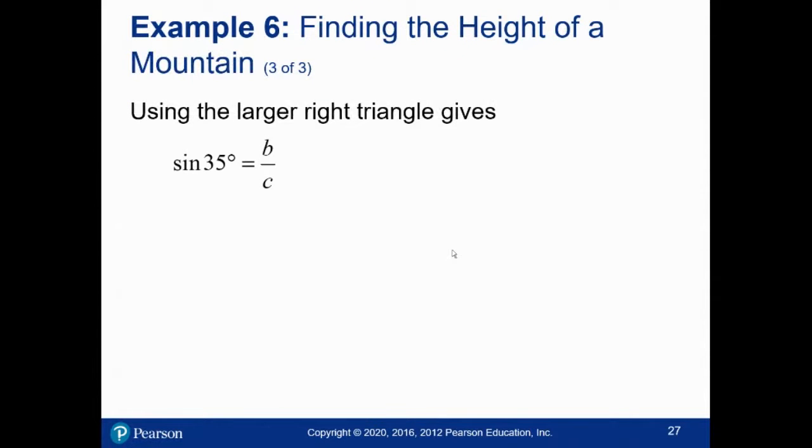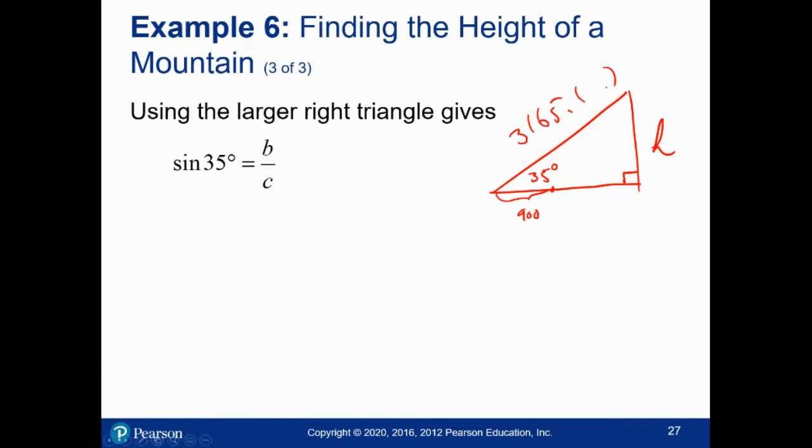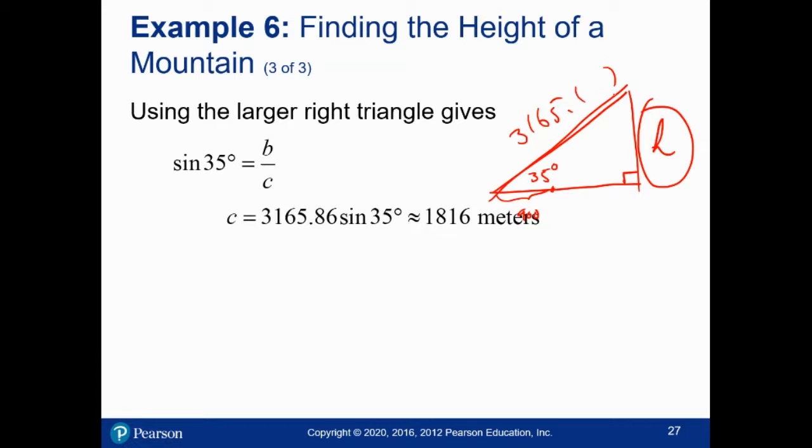Now we can skip right to the larger right triangle. Ignore the skinny triangle, we're done with it. We had an angle of 35 degrees here. We had 900 meters here, but that information is now kind of useless to us. We're trying to find the unknown height, but we just determined that this length was 3,165 point something. Now we have a right triangle. So the sine of 35 degrees will be opposite over hypotenuse, 3,165.86. Solving for the missing height, which on the other slide was labeled C rather than H for height, we get about 1,816 meters.